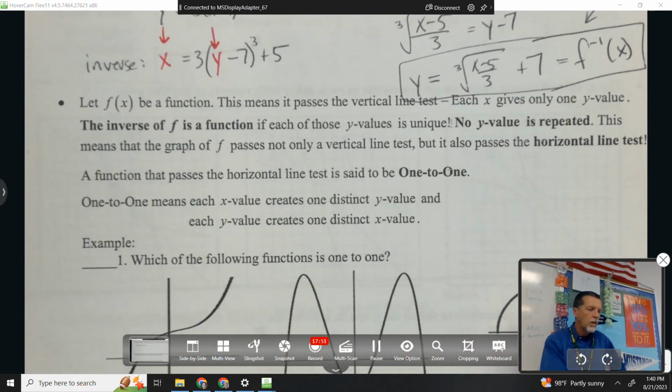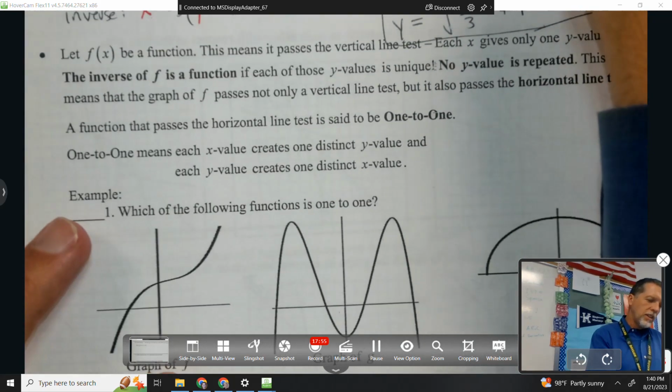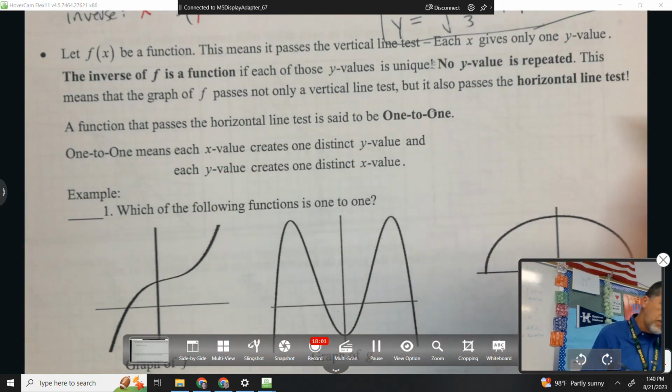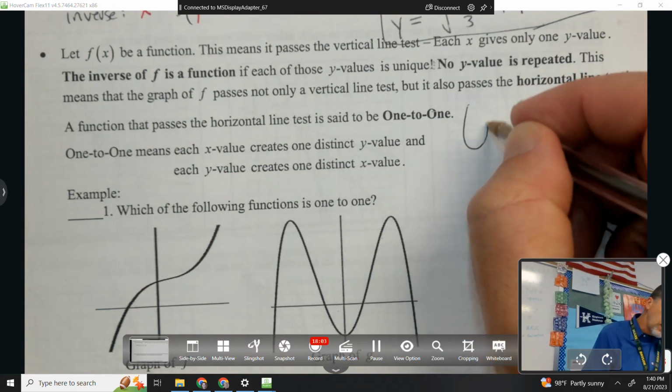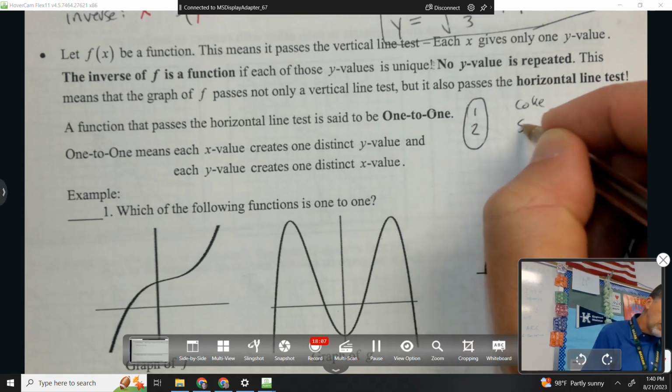Okay, let f be a function. This means it passes the vertical line test. Each x gives only one y value. This would be the good old vending machine diagram.